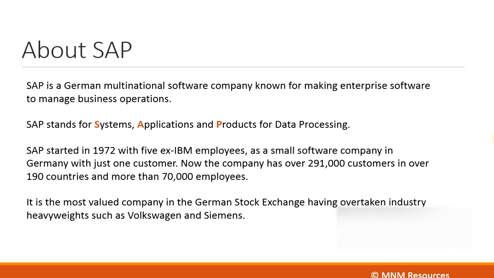Now, SAP has grown to over 190 countries with more than 290,000 customers, and they employ more than 70,000 staff members. It is the most valued company on the German stock exchange, and they have overtaken industry heavyweights like Volkswagen and Siemens. In a country like Germany, where engineering has been renowned, a software company like SAP over the last 40 to 50 years has become the number 1 company in Germany. So it just tells the achievement and how organically SAP has grown over the last few decades. It's also the third largest enterprise software making company after Microsoft and Oracle.